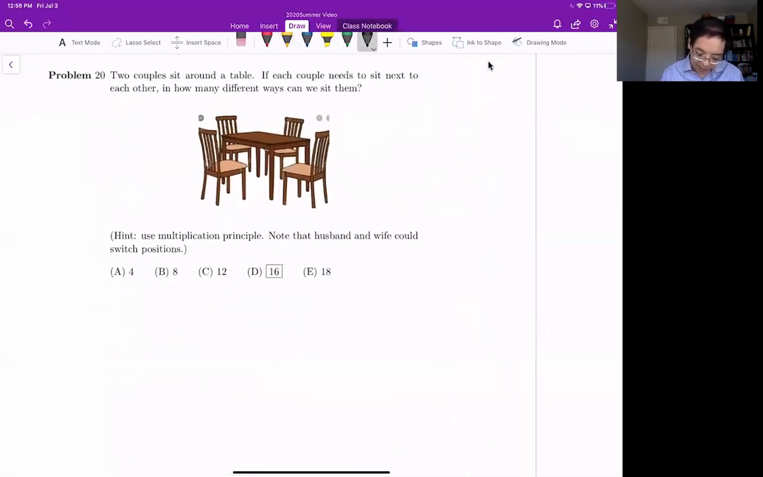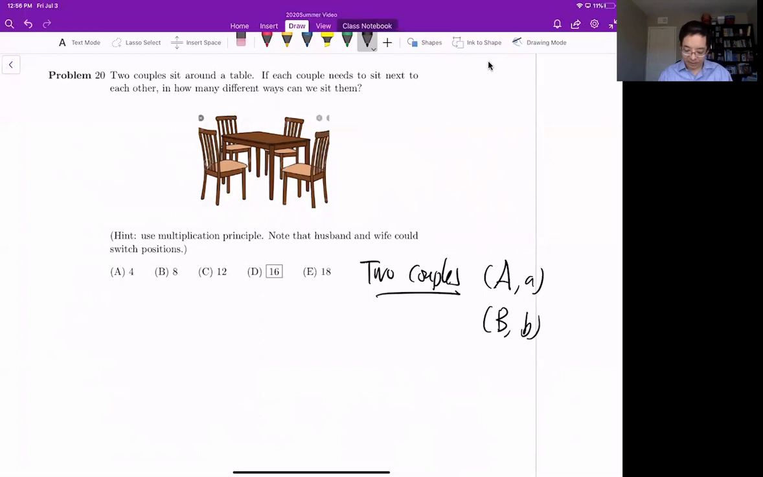Okay, so number 20. Here we have 4 chairs, and we need to accommodate 2 couples, 4 people around this table. Each one occupies a chair, and the requirement is that each couple, the husband and the wife, have to sit next to each other. So I can denote the first couple as AA, and the second couple as BB. Here we have 4 positions: 1, 2, 3, 4.